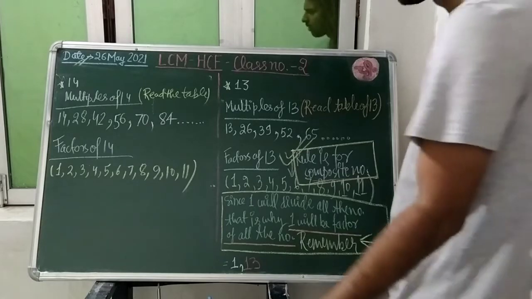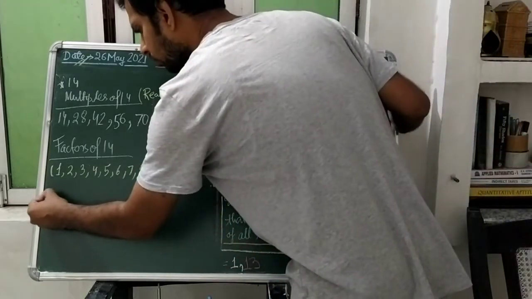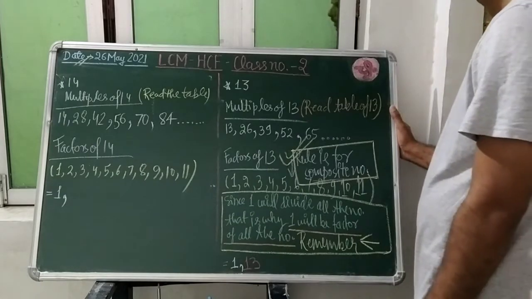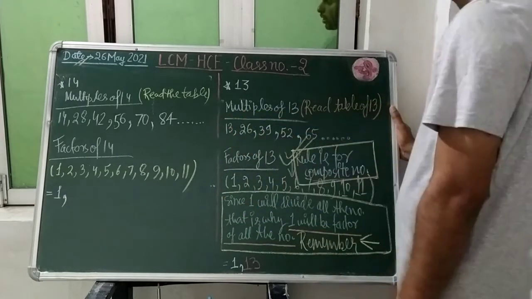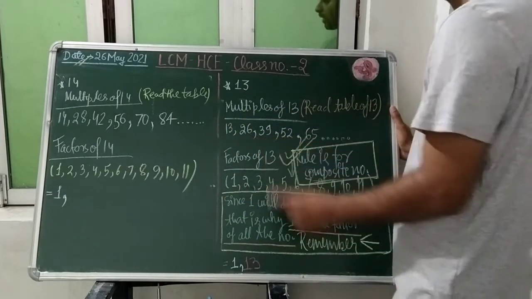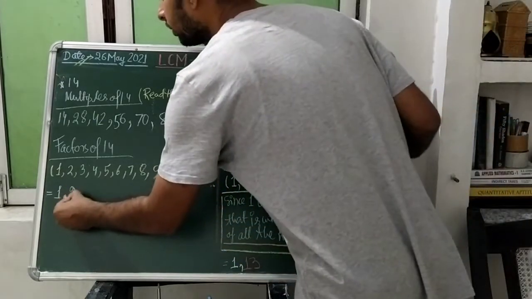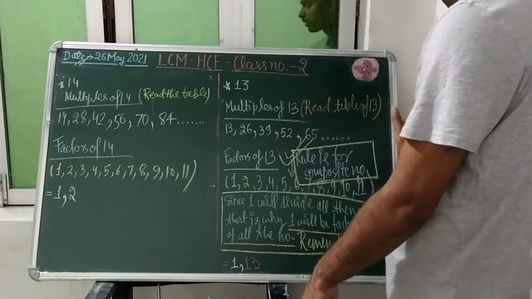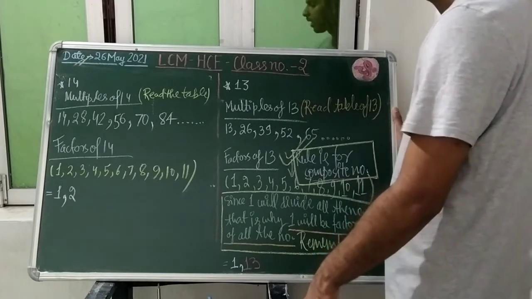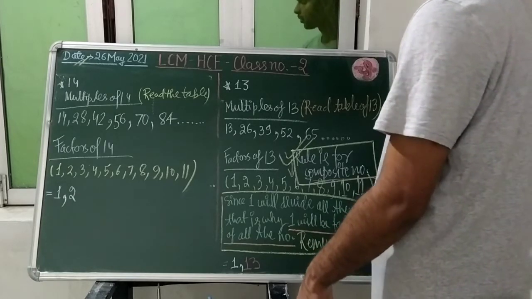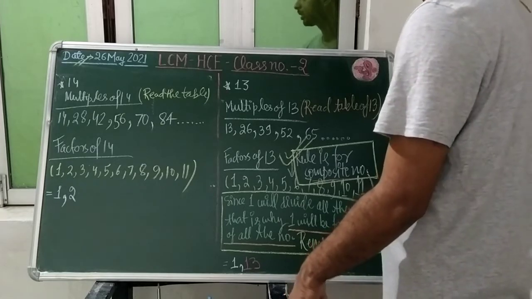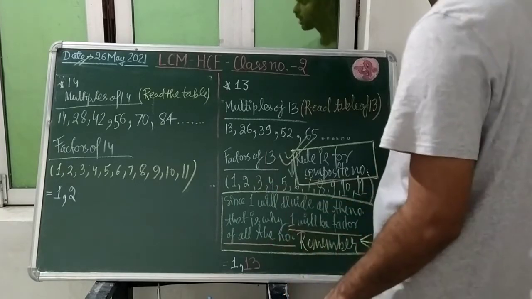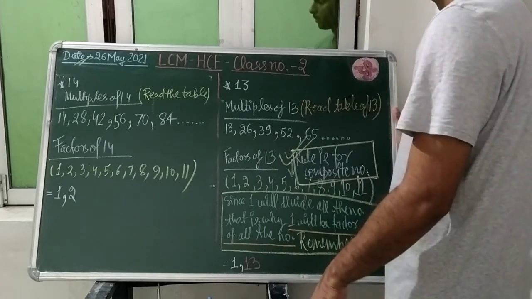So 1 will always be a factor of every number. Whether 2 is going to divide 14? Yes, 2 will divide 14. 2 7s are 14. So 2 will be a factor of 14. Whether 3 will divide 14? No. 3 4s are 12, 3 5s are 15. So 14 is not coming in the table of 3. So 3 is not dividing 14. That is why 3 will not be a factor of 14.